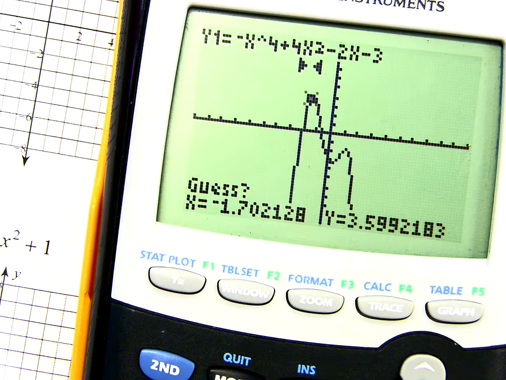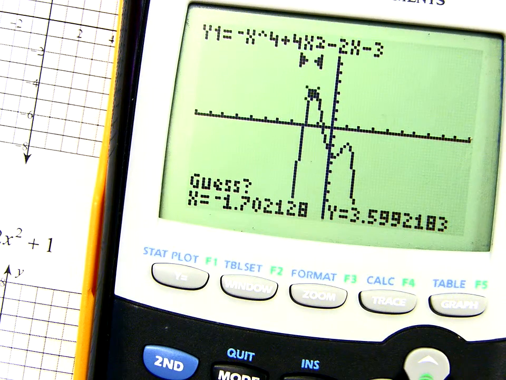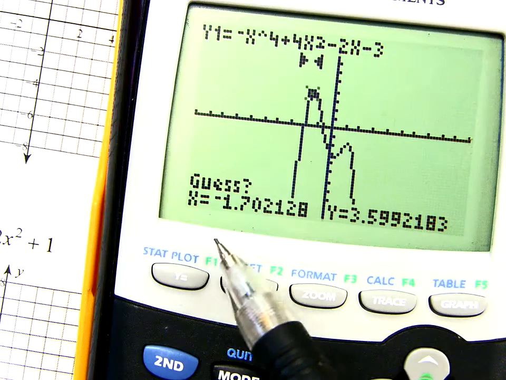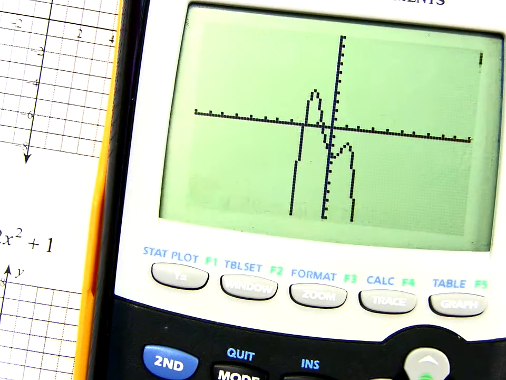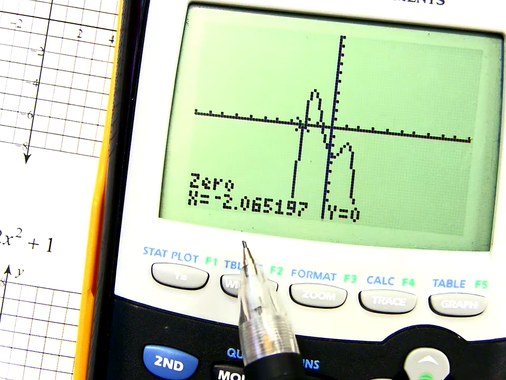Okay. So you have the two black triangles up at the top pointing towards each other. If they're pointing away from each other, I told you you don't know your left from your right. You'll notice that it's then asking me to guess. You don't have to guess. Just hit enter again. And that is the exact answer.